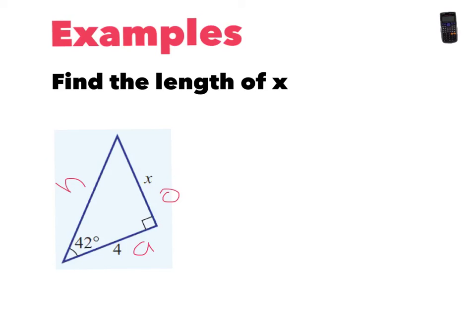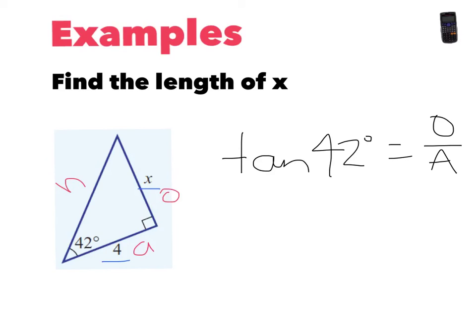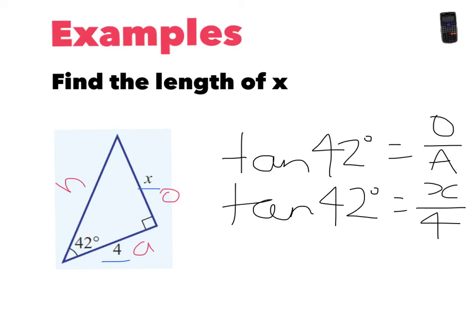I look at my degrees and the sides that I have. I have 1 degree and 2 sides, one of which I have a measurement for. I have the opposite and the adjacent. If I have the opposite and the adjacent, I know the ratio I need to use is tan, because that is the only one that includes the opposite and the adjacent. So the tan of 42 degrees is the opposite over the adjacent. Substituting into my formula, the tan of 42 degrees is x on 4.